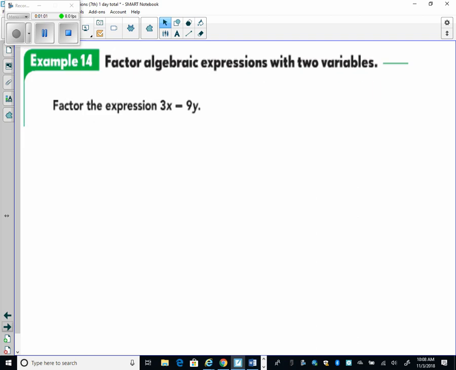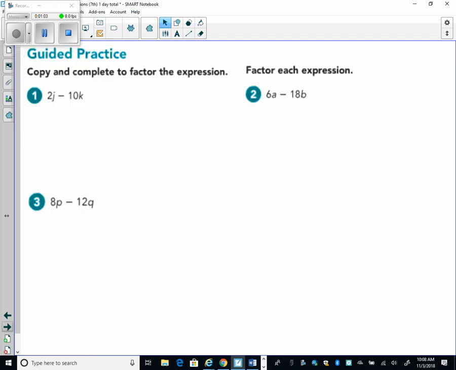So if we look at the example over here, let's start with 2j minus 10k. If we look at example 1, just look at your coefficients. We have 2 and 10. The greatest common factor of 2 and 10 is 2. That goes outside of our parentheses. Then we need to divide each term by 2.